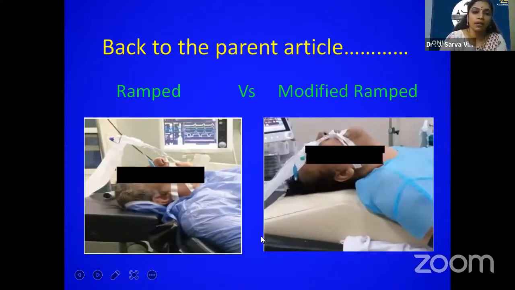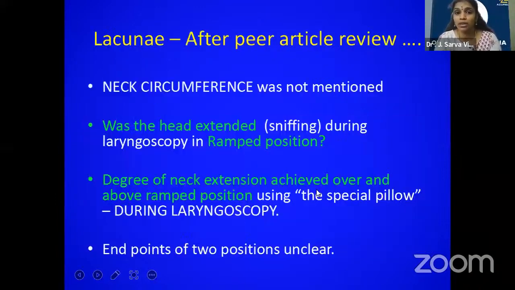So back to our parent article, the ramped versus the modified ramp, which is more favorable? Here, if we see, this position offers some more extension. Like, this seems to be more like a ramping plus a sniffing position. So that is why it might have offered a better laryngeal exposure, better ease of laryngoscope insertion, etc. So the lacunae now, as we see after reviewing all the peer articles, we mentioned earlier that neck circumference was not mentioned, that bias has to be ruled out.